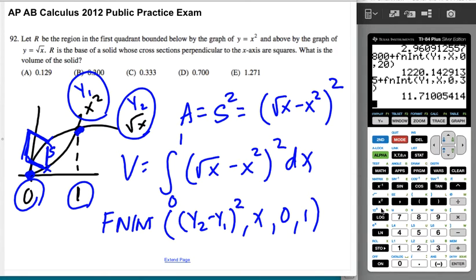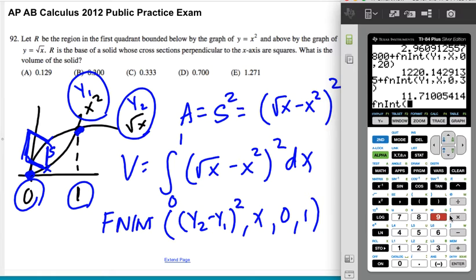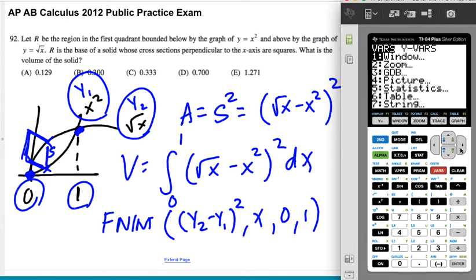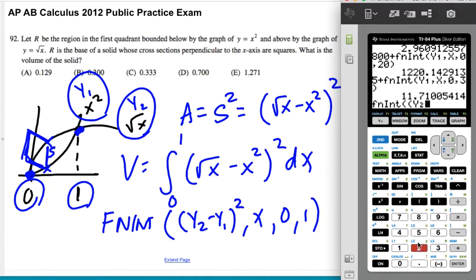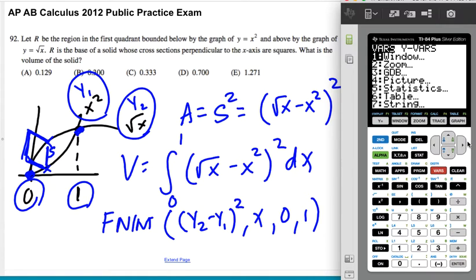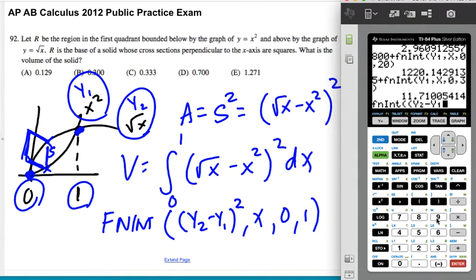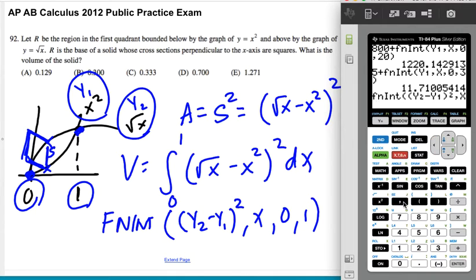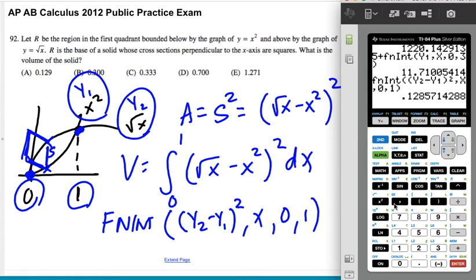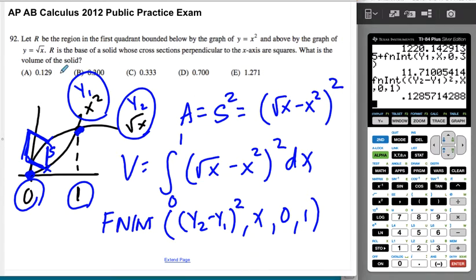So I'm going to go ahead and do math 9, right? So math 9, in parentheses, vars over to y vars function. I want y2 minus vars over to y vars function y1, parentheses, quantity, oops, sorry, I meant squared, comma, with respect to x from 0 to 1. And I hit enter, and I get this, which seems to be this guy right here. And that's it.